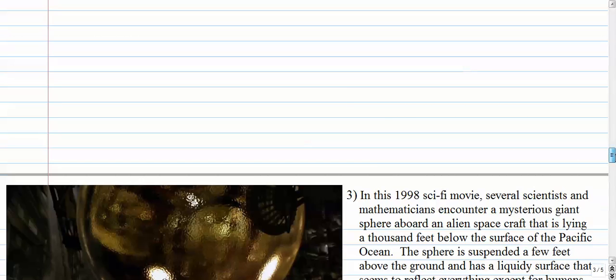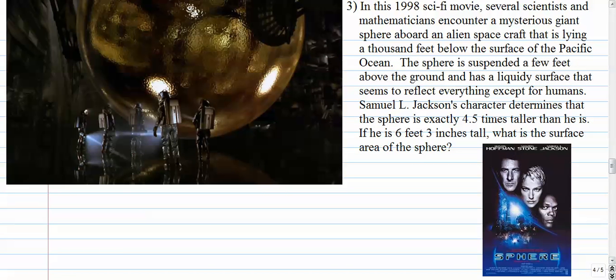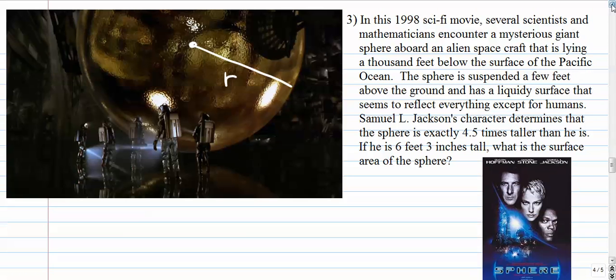Number 3. Our task here is to find the surface area of this sphere right here. So the first thing we need to do is find the radius. The radius of this sphere is, of course, not given. So we need to read the problem here. It tells us that this character is standing next to the sphere, and he determines that the sphere is 4.5 times taller than he is. And he is 6 feet 3 inches tall, so what's the surface area of the sphere?